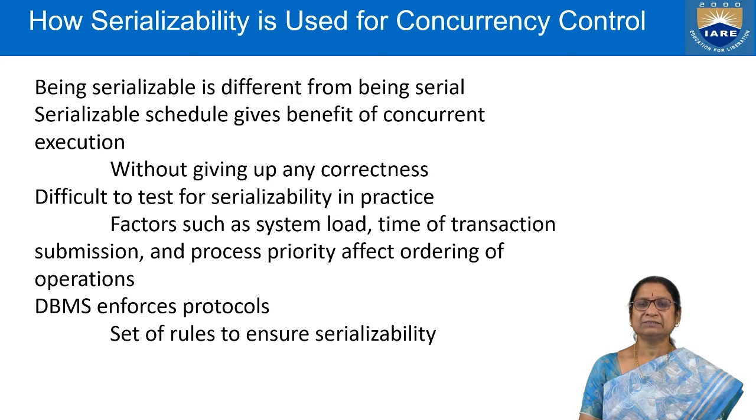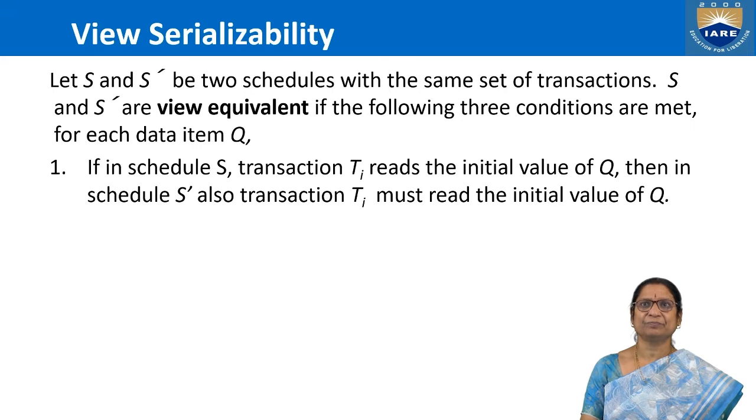Conflict serializability can be tested by using a precedence graph, which was discussed in the last class. Other than this, some more techniques are there, one of them being view serializability. A serializable schedule is different from a serial schedule and gives the benefit of concurrent execution. Without giving any correctness, it is difficult to test serializability, and even when we use conflict serializability, it depends on a cyclic characteristic of the graph. So the database management system enforces a protocol, a set of rules, to ensure serializability.